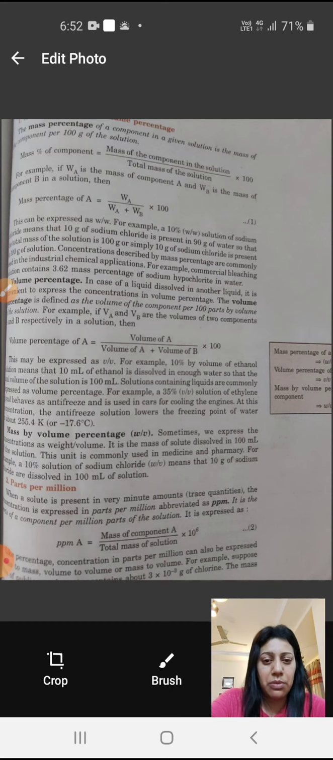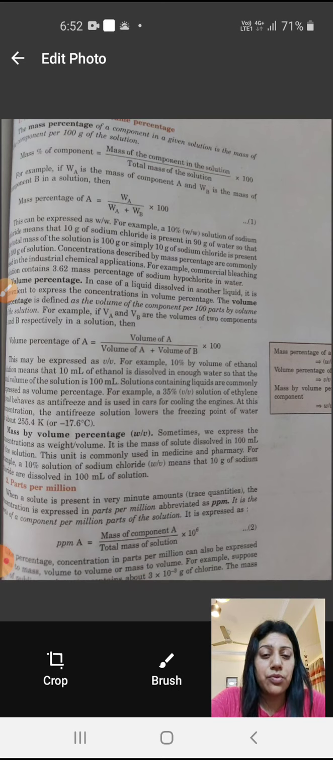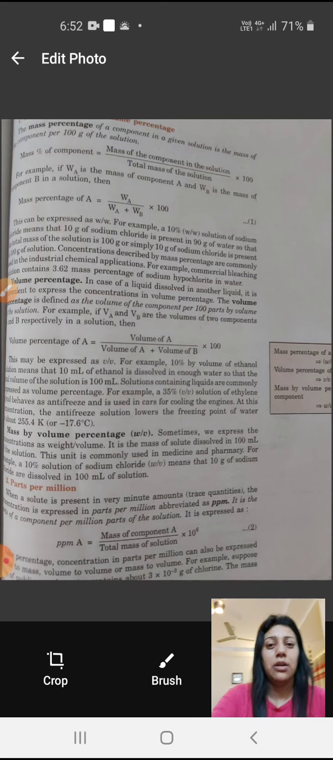Next is parts per million. It is similar to mass percentage, but in parts per million we consider 10 raised to power 6 gram of the solution, whereas in mass percentage we consider 100 gram of the solution. So ppm is equal to mass of component A upon total mass of solution, multiplied by 10 raised to power 6.